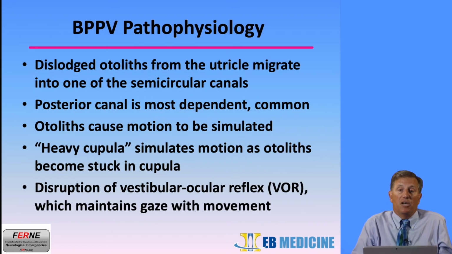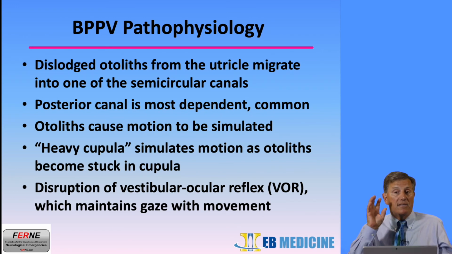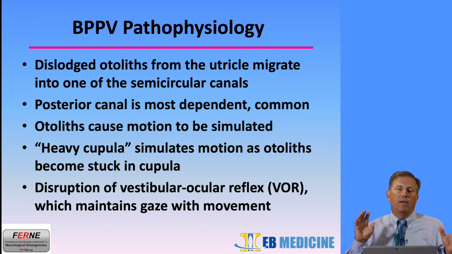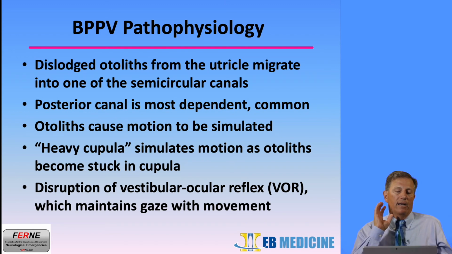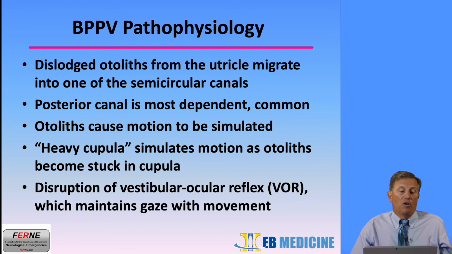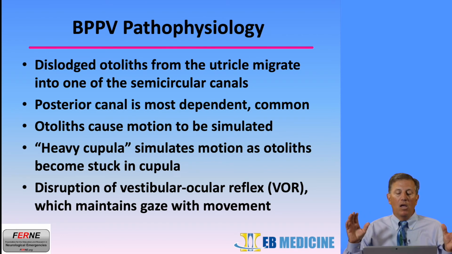So again, what's the pathology of BPPV? These are dislodged otoliths from the utricle which migrate into one of the semicircular canals, and they don't belong there. And then they begin to stimulate the semicircular canals in a way that's pathological. The posterior canal is the most dependent, so it's the most commonly problematic canal because the otoliths will fall into this dependent posterior canal. The otoliths cause motion to be simulated. And you can also get what is called the heavy cupula, which simulates motion as the otoliths become stuck in the cupula. Basically this disrupts the normal vestibular ocular reflex, VOR, which maintains normal gaze with movement of the head.